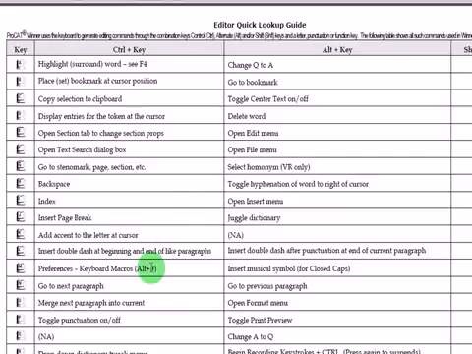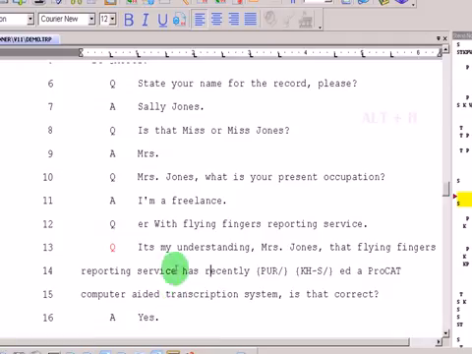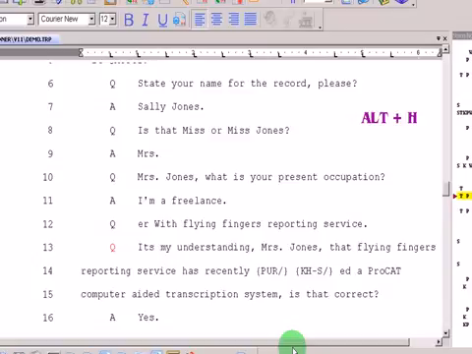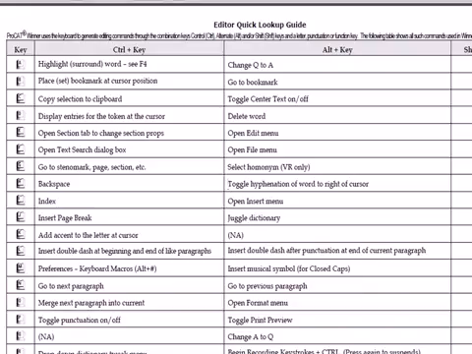Let's see. How about toggle hyphenated word to the right of the cursor? So I want to hyphenate, so I'm going to hit Alt H, and there it is. And that's going to hyphenate. Boom. I don't have to sit there and get there and hit the hyphen, backspace, and get rid of the spaces and stuff like that. It's just there.